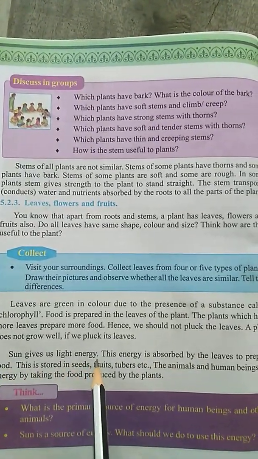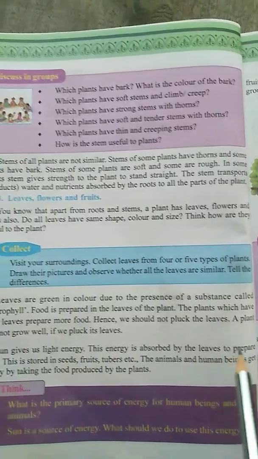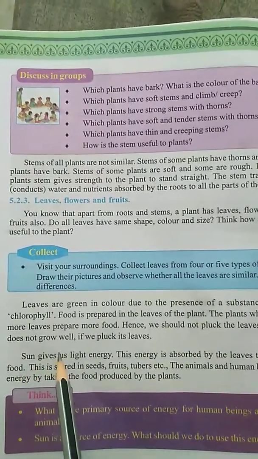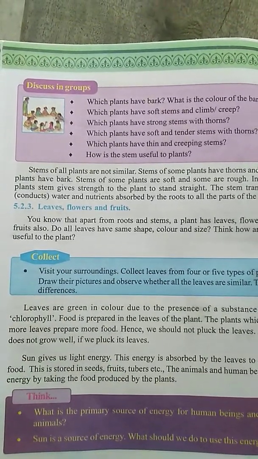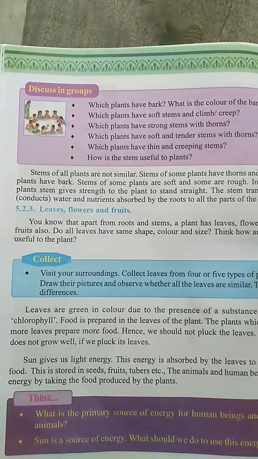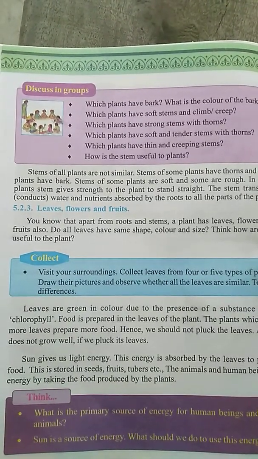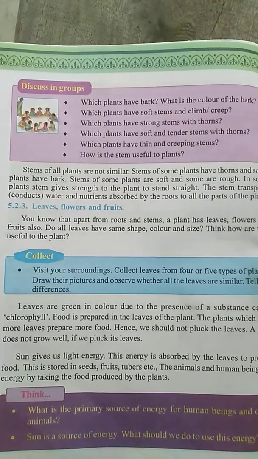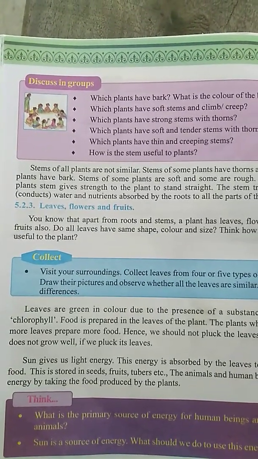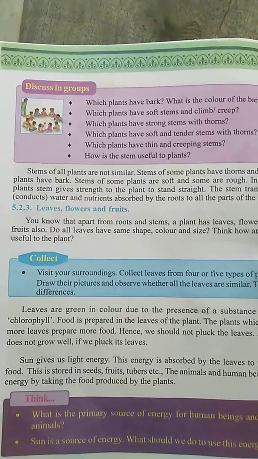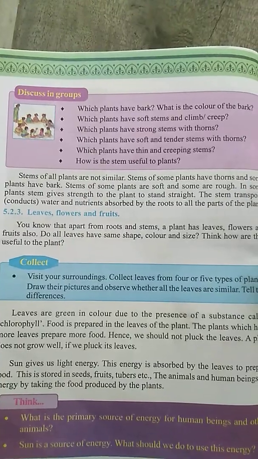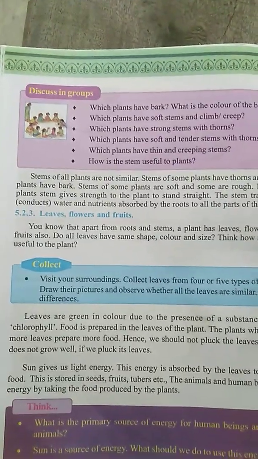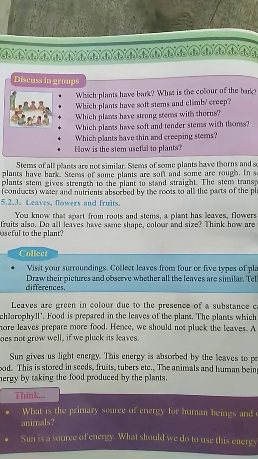The sun gives us light energy. This energy is absorbed by the leaves to prepare the food. See here, sunlight is very useful to prepare the food, which is absorbed by the leaves. Sunlight means this energy which the plant is getting from the sun. That light energy is absorbed by the leaves, and they prepare the food for the plant. This is stored in seeds, fruits and tubers, etc. The animals and human beings get energy by taking the food produced by the plants.